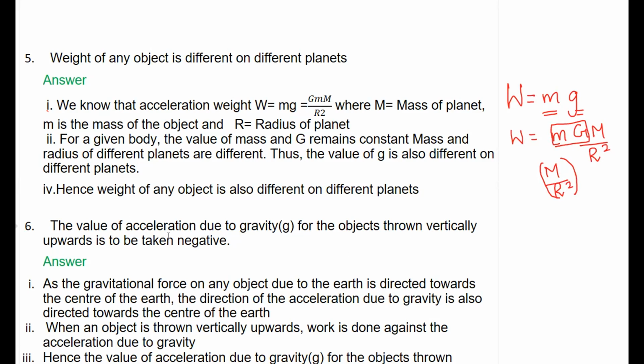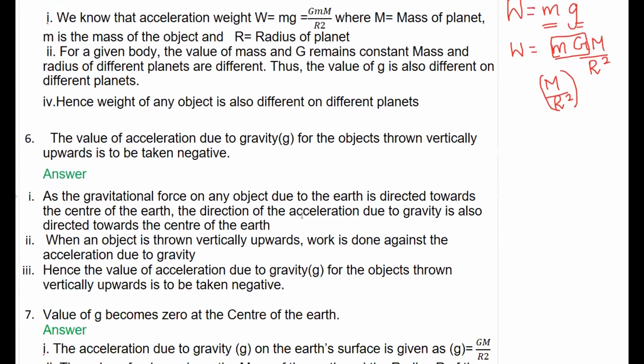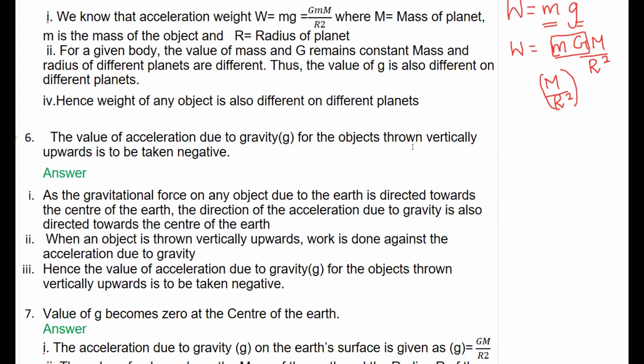Next question is, the value of acceleration due to gravity for an object thrown vertically upward is taken negative. We know that Earth will attract all the objects towards its center. That force is called gravitational force. So the gravitational force on any object will be acting towards the center of the Earth. So the direction of acceleration due to gravity is also towards the center of the Earth.